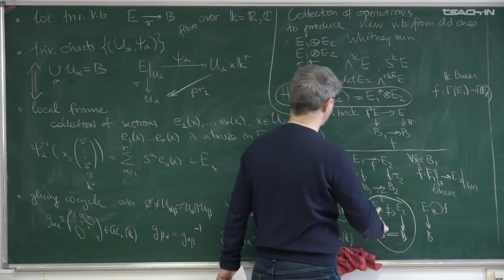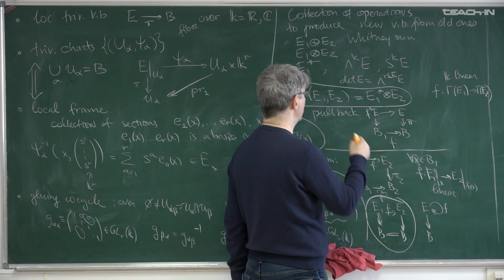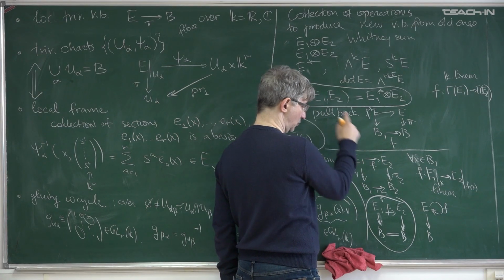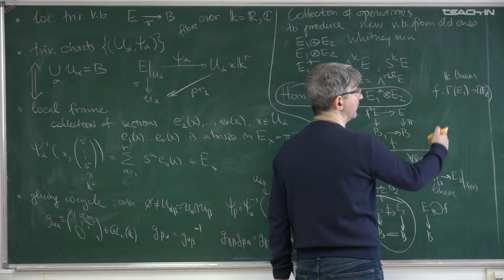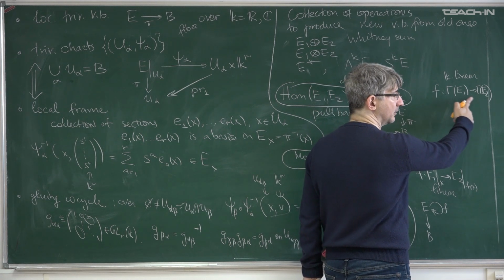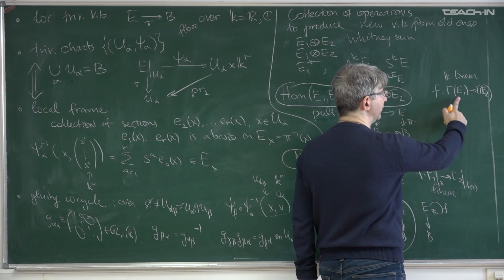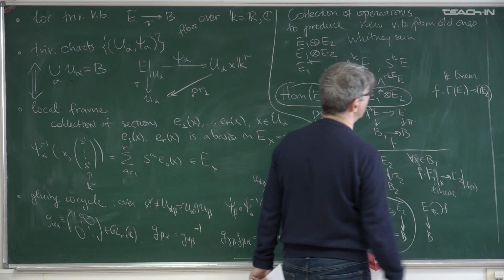So there is a third object, yes? This third object. We have a vector bundle, we have a collection of morphisms of vector bundles, and also we have k-linear maps from sections of one vector bundle to sections of another vector bundle. So this one is an infinite dimensional vector space, and this is also an infinite dimensional vector space.